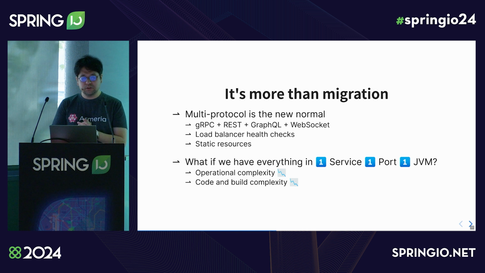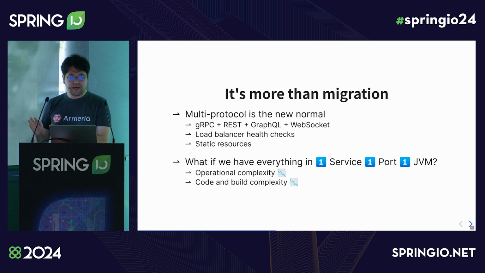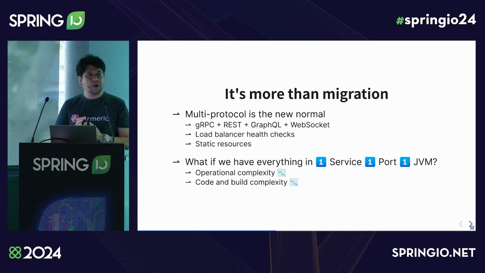So now imagine, what if we have everything in one service, one port, and one JVM? Our operation complexity will go down because we don't have to operate multiple server instances as well as a reverse proxy just because of this. And our code and build complexity will also go down because we don't have to modularize our service excessively. And this is what Armeria tries to solve.